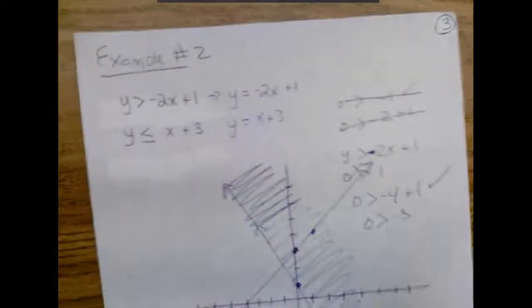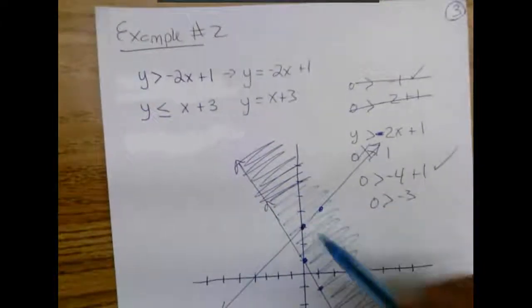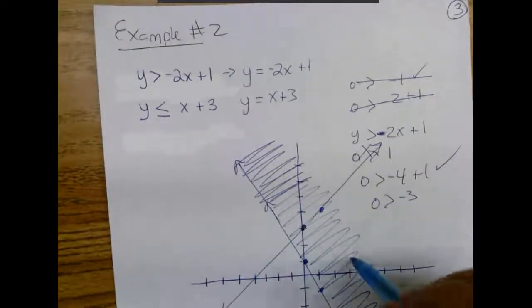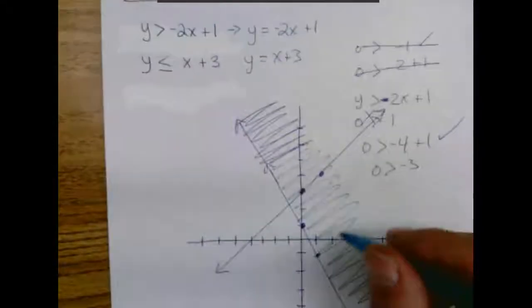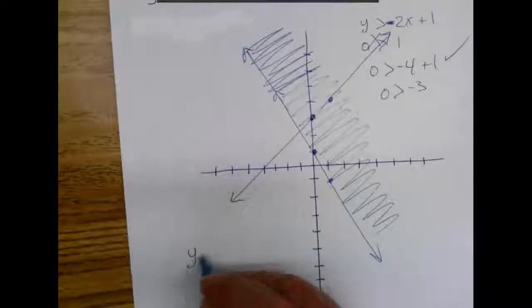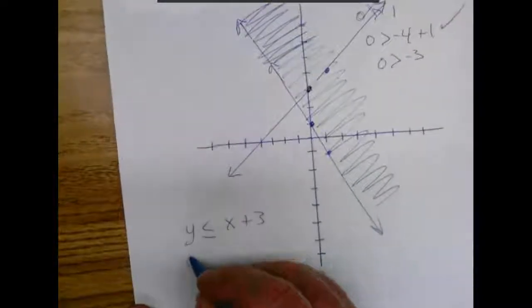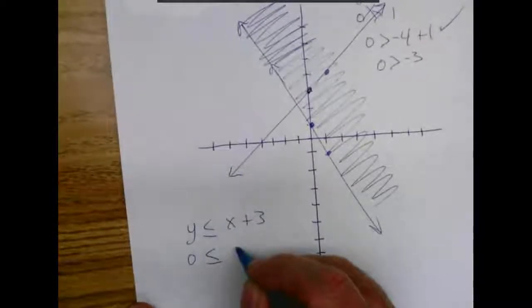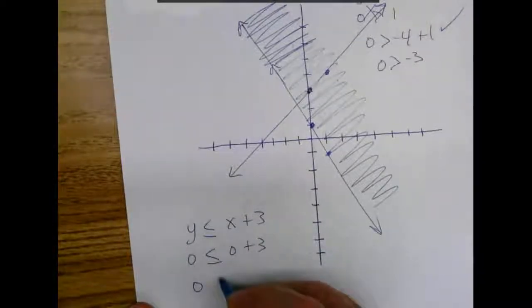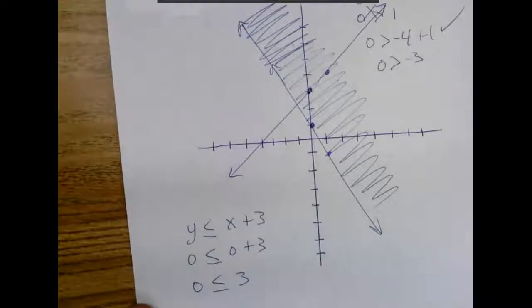And then we've got to figure out where our answers are. Are they on this side of it, on the bottom side, or the top side? So we're going to go with 0, 0 again. So we'll put it down here. So we have y less than or equal to x plus 3. We go 0, 0. So y is 0, and it's less than or equal to 0 plus 3. That is true.